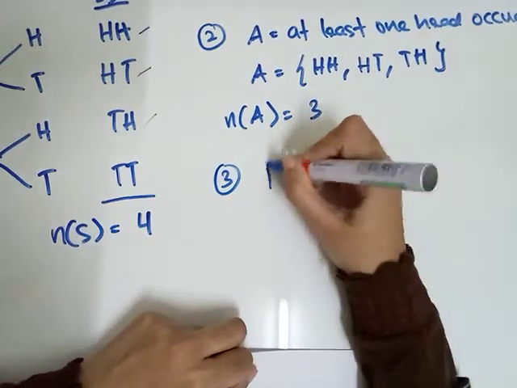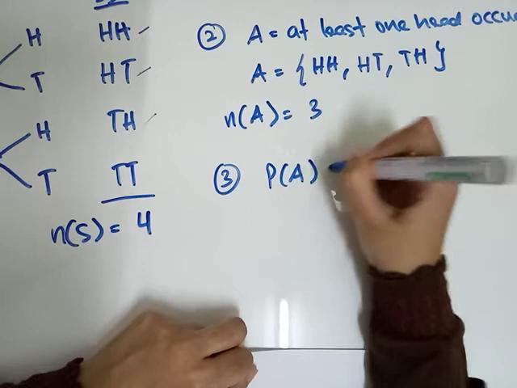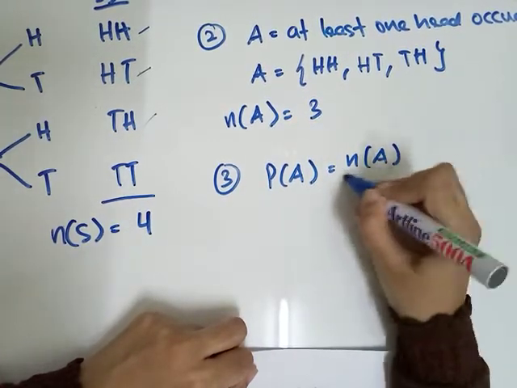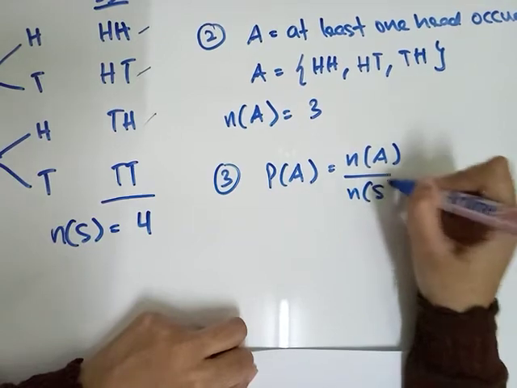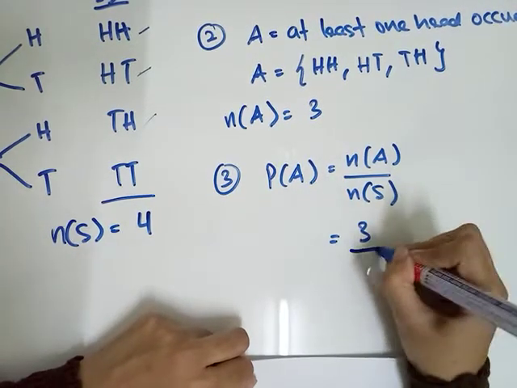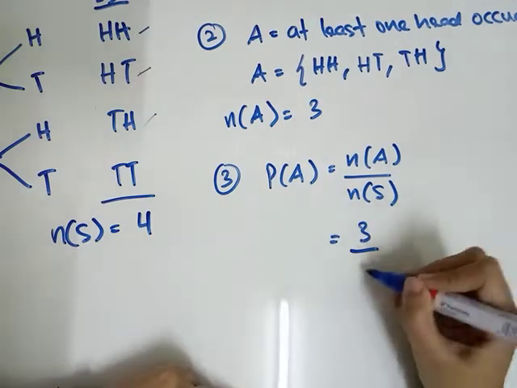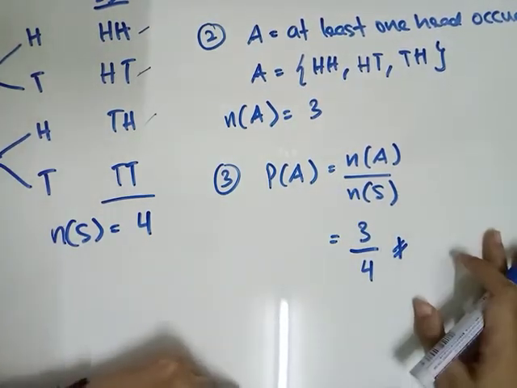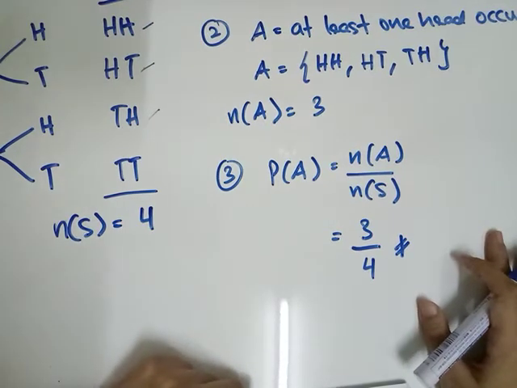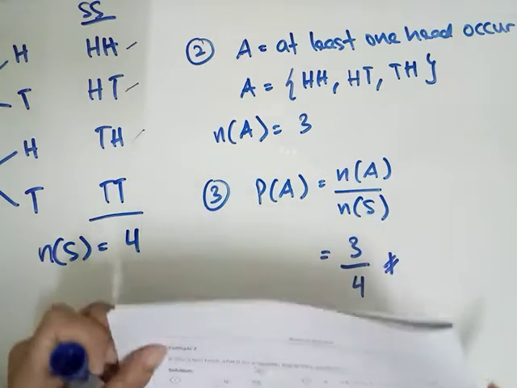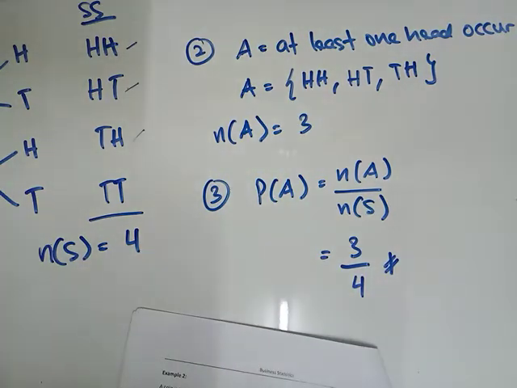Step 3, probability of set A is equal to the number of elements inside A over the number of elements in sample space. We know that NA is 3 over NS is 4. So 3 over 4, this is the answer. Okay, boleh faham? For example 2, tak faham boleh tanya dalam WhatsApp.